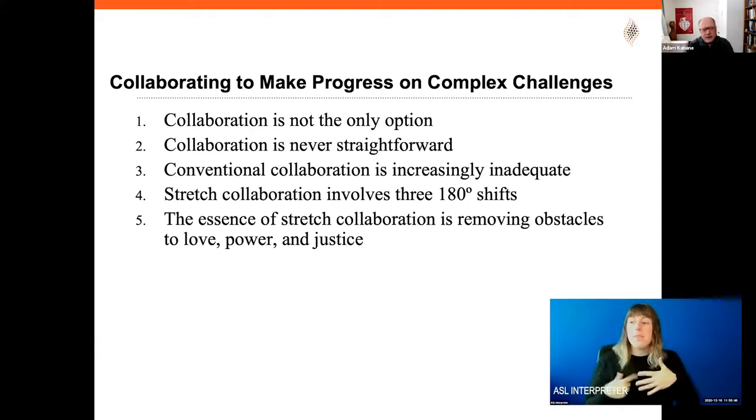First of all, that collaboration is not the only option. It's very important to understand before you talk about collaboration, to realize that you've got other alternatives. Secondly, that it's never straightforward. So if you find it difficult or complicated, that's because it is, that the conventional way people do it or think they have to do it actually doesn't work. That what does work is doing almost the opposite in 3 ways. And then I'll end by saying that, at least in my opinion, the essence of this work has to deal with very, very fundamental things about engaging love, power, and justice.